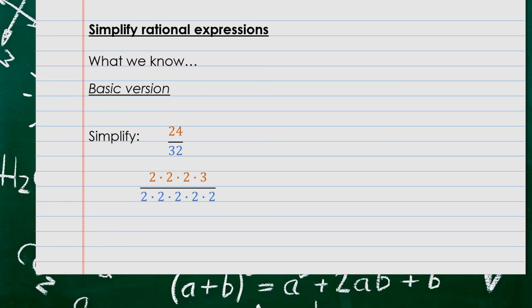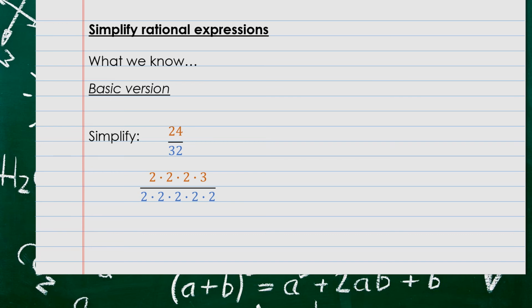24 is made up of 2 times 2 times 2 times 3. So that way we see each of the factors. 32, if you do the prime factor tree, is made up of 2 times 2 times 2 times 2 times 2. So again, everything is in factored form.